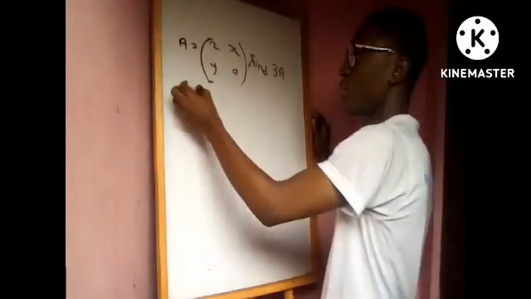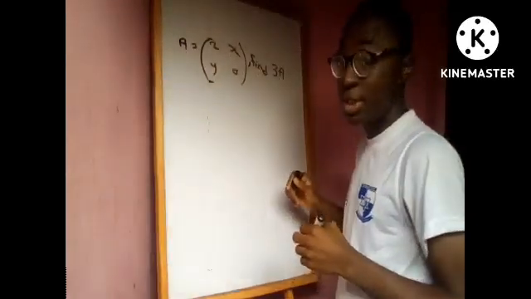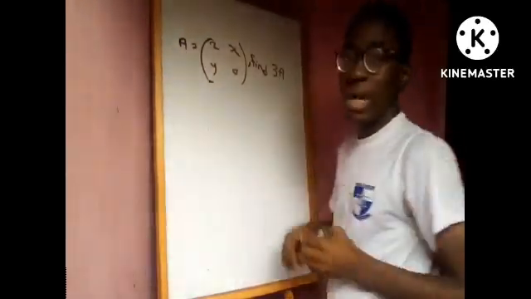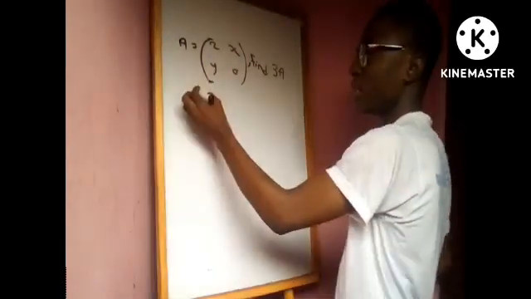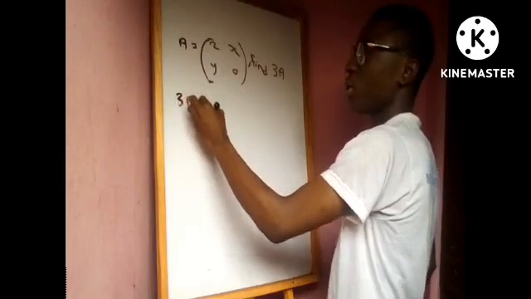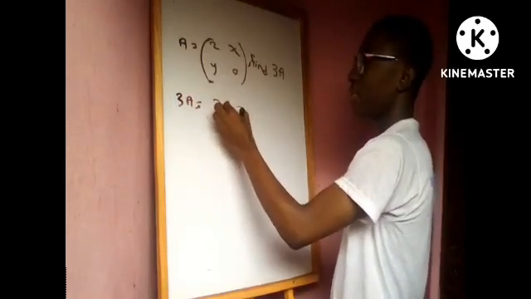So all you need to do is pre-multiply this matrix by the scalar. When I say pre-multiply, you put that number before the matrix. That means you put the 3 before the matrix. So 3A will be equal to what? You put the 3 first, that's 3 times, then the matrix comes after that number.